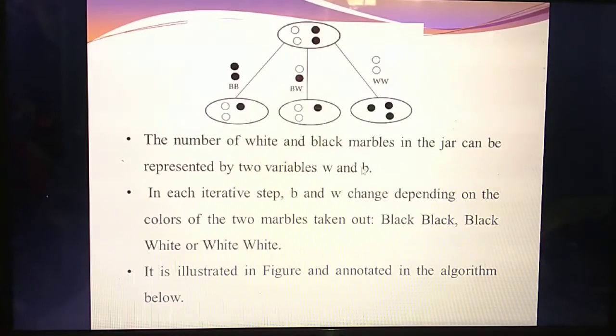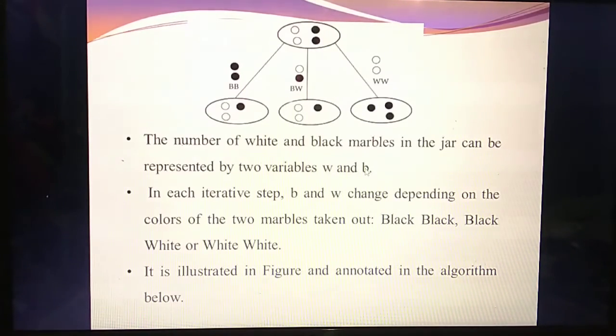Understand? So, you are represented by 2 variables. White is represented by W and black is represented by B. How does this process get changed? Here there are 3 possibilities, isn't it? Based on that, the color of the marbles changes. How does the color of the marbles change? Based on the possibilities of picking: how many marbles you are picking or which color you are picking. Depending on the colors you are picking, the marble colors also change.